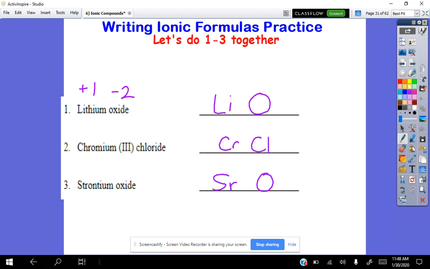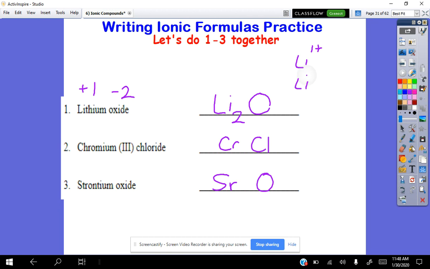This is what we were talking about on the Lewis structure slide. When you switch the numbers, we call it the crisscross. The 1 that was with lithium comes down here. The 2 that was with oxygen comes down after lithium. And we end up with this formula, Li2O1. Now we know that we never really need to write the 1 because it's implied, so the formula would just be Li2O.